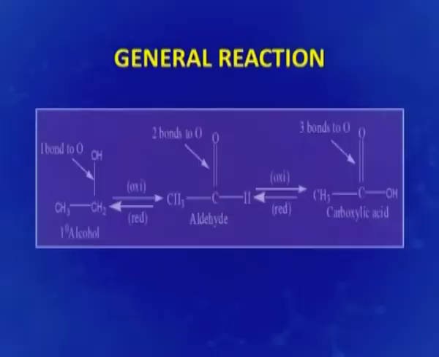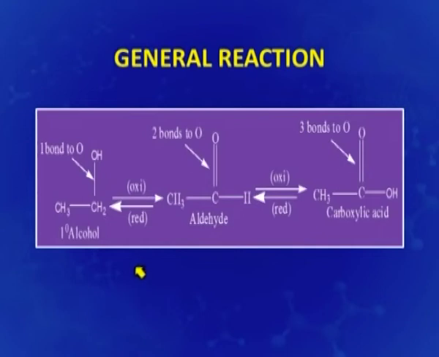So, now we will take the example of the general reaction, that is primary alcohols. In the start there is only one carbon-oxygen bond, which on oxidation gives rise to aldehydes which contain 2 carbon-oxygen bonds, which on further oxidation give rise to carboxylic acid which contains 3 carbon-oxygen bonds.